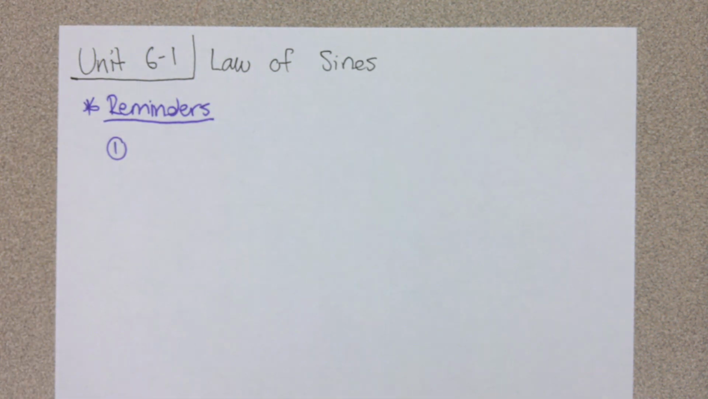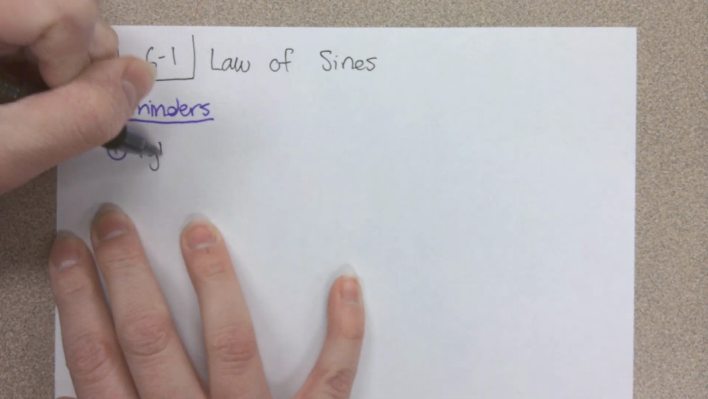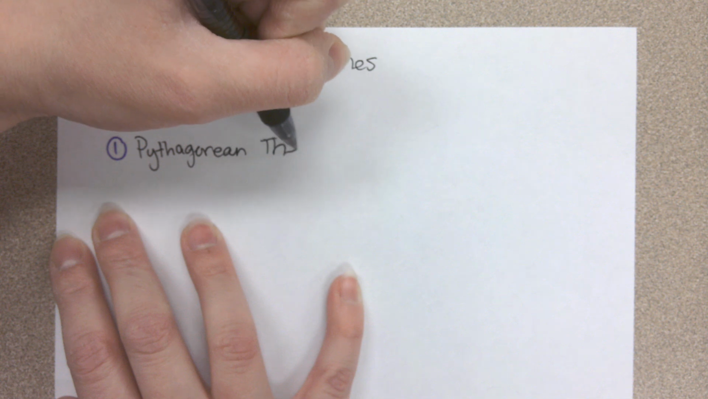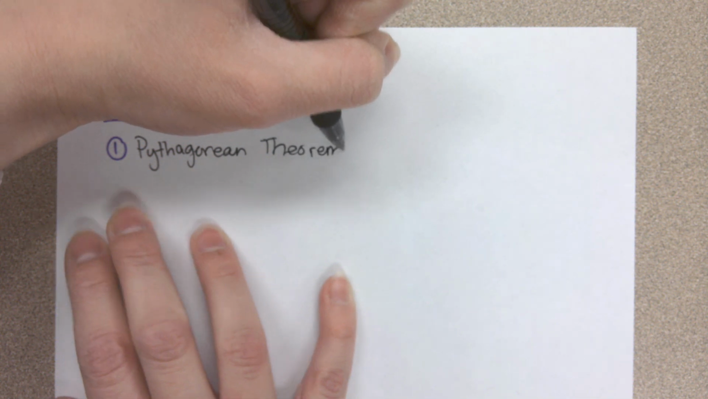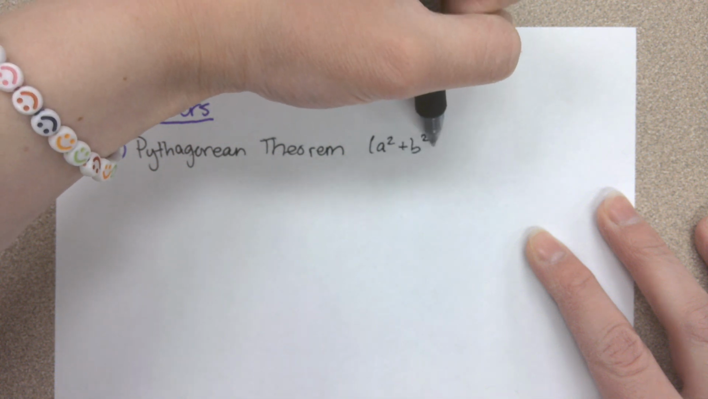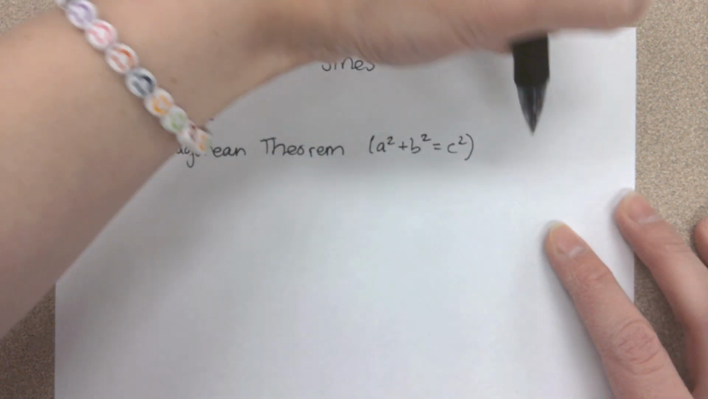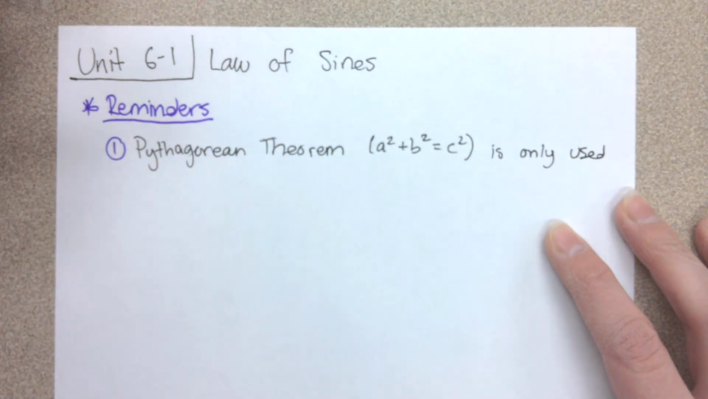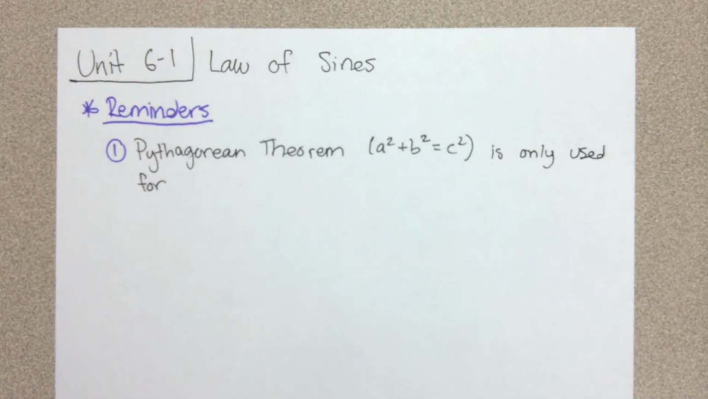First reminder, Pythagorean theorem, which I hope you remember is a squared plus b squared equals c squared, is only used for obviously triangles, but a specific type of triangle. What triangles can you use that formula for? Right triangles only. Good.